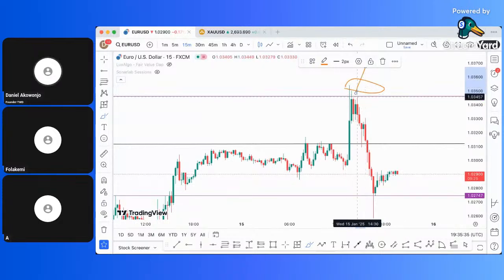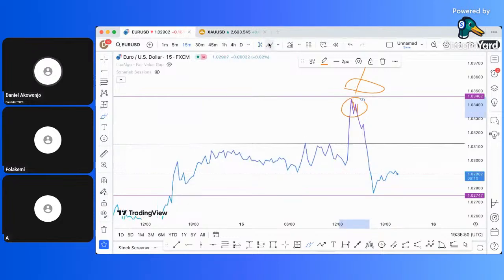Okay, but since no candlestick closed above here, we can see one, two, three, four. Those four candlesticks closed below it. Now four 15-minute candlesticks closing below it tells me that buyers can't continue pushing the market. Now if you convert it to a line chart, you can see that M pattern sitting right there in front of us, which we missed.